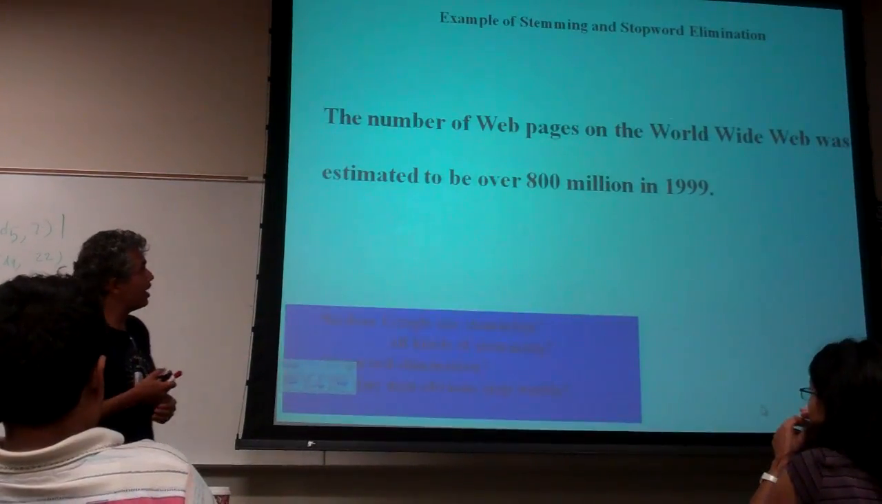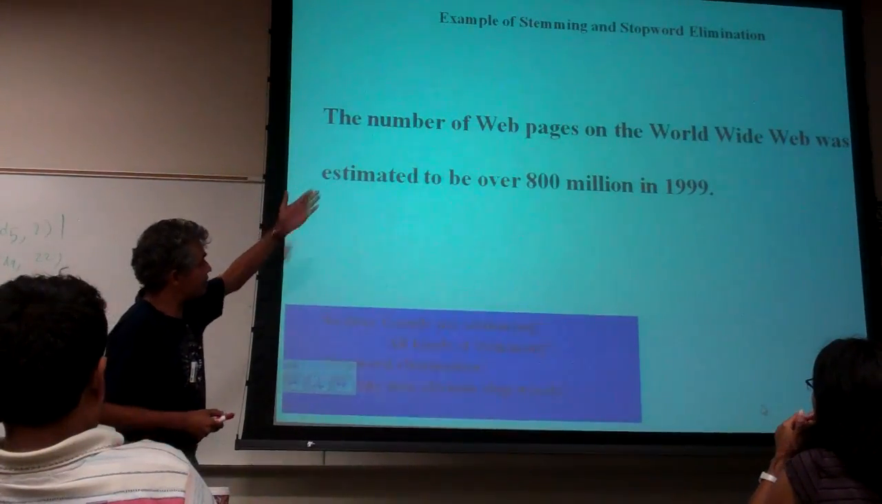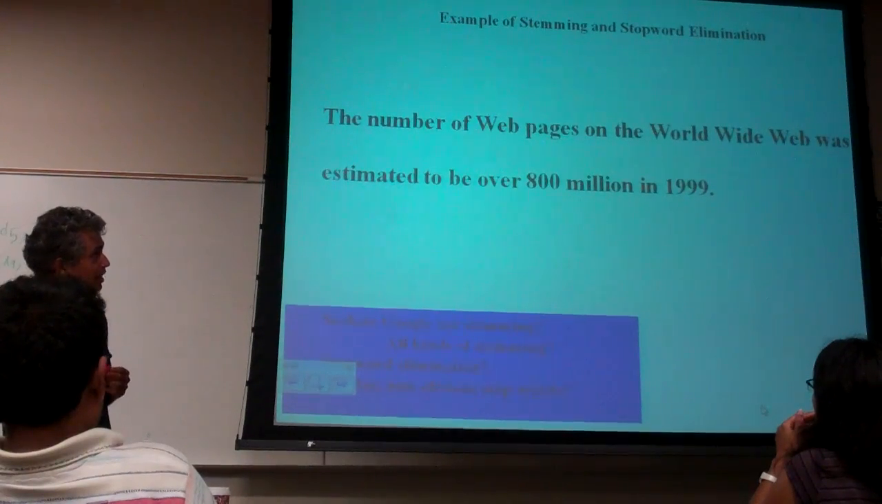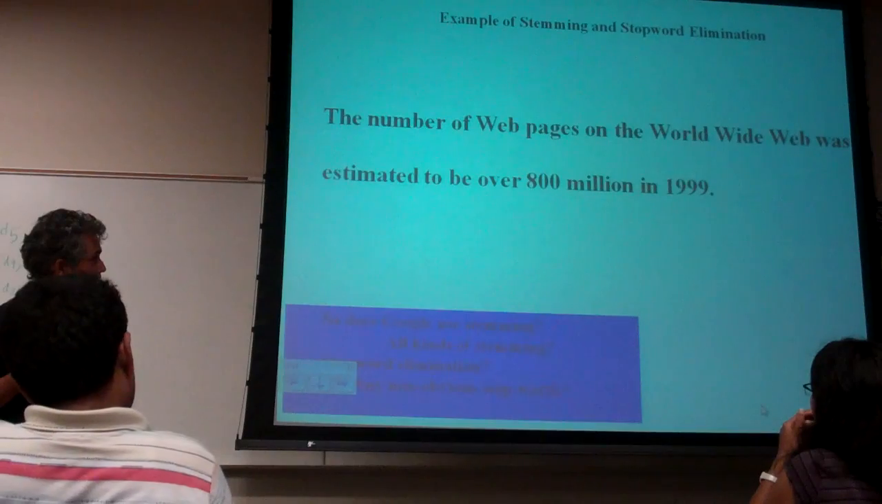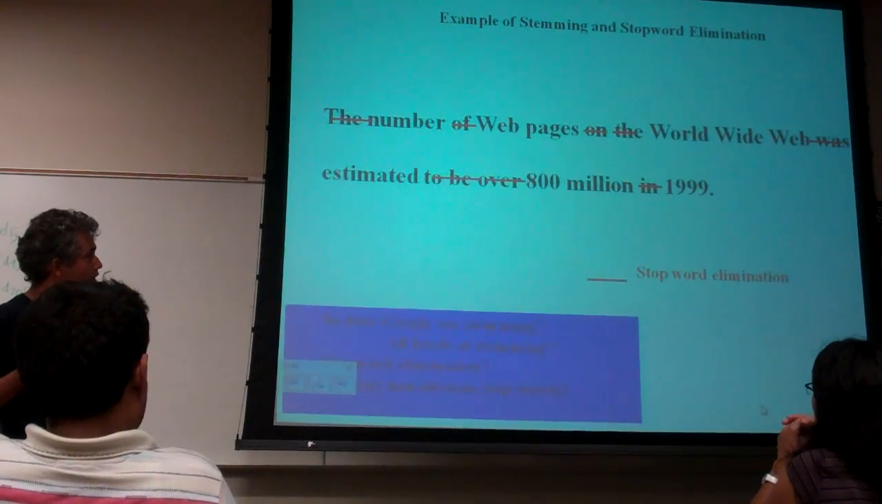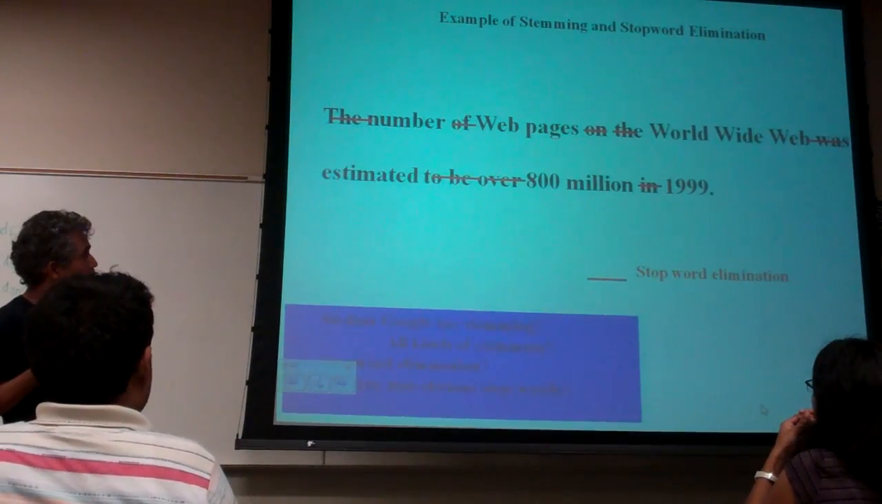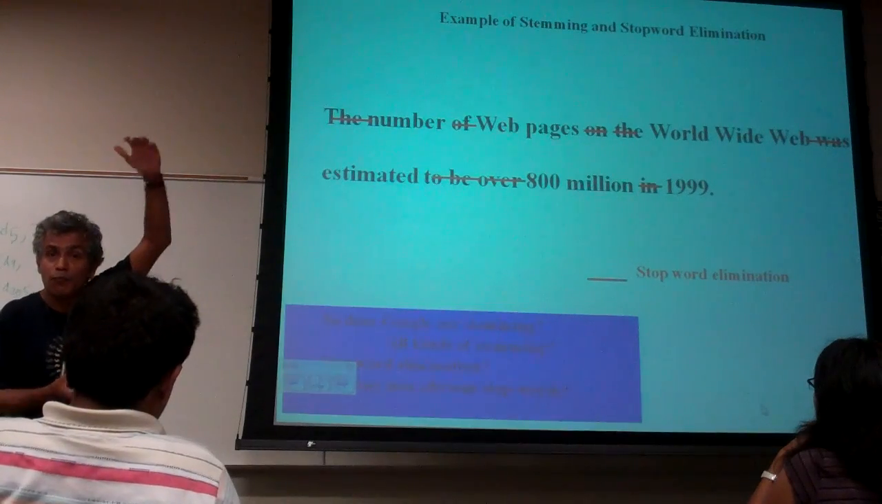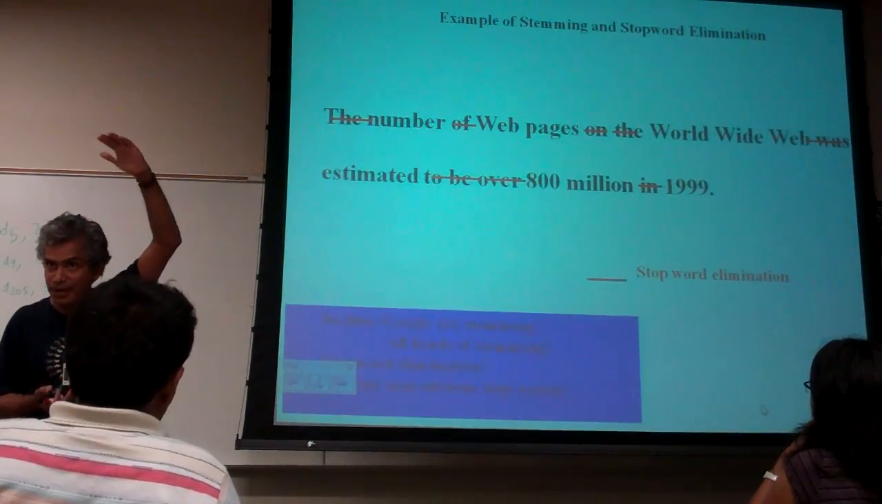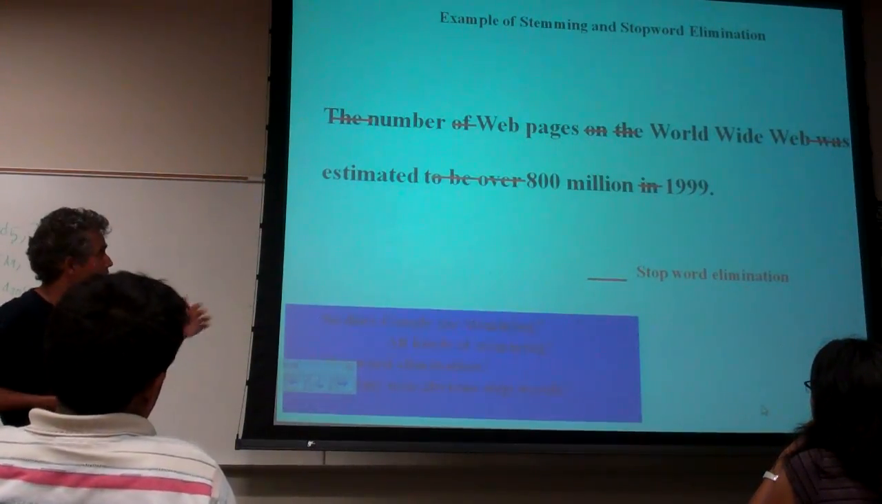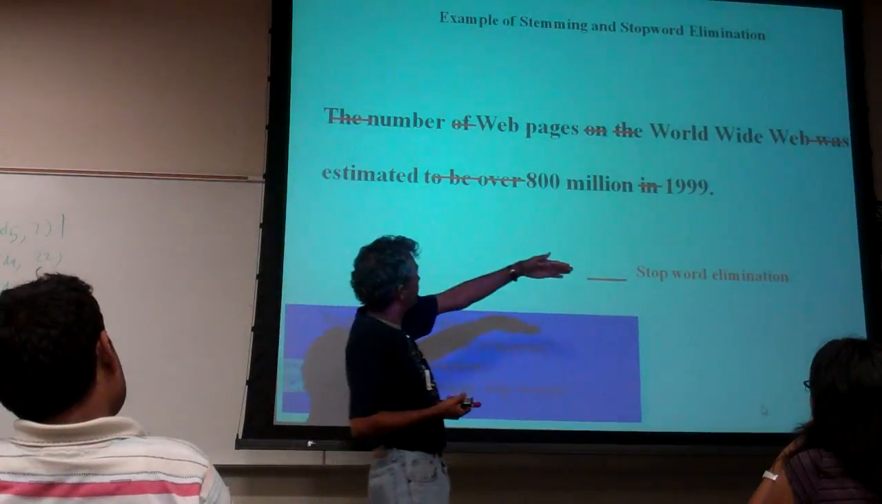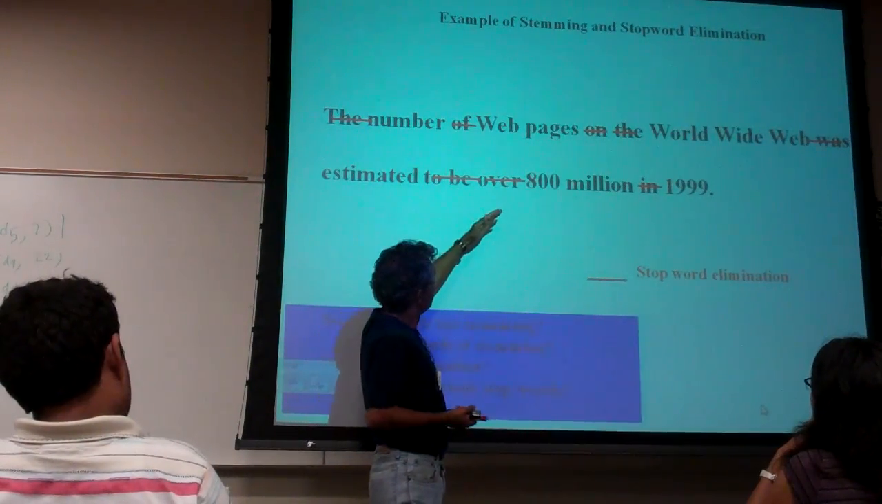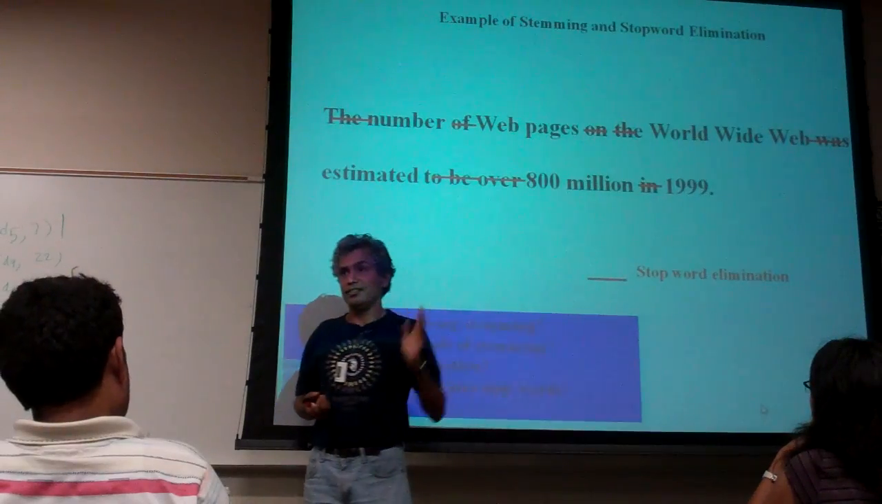As an example, if I have a text like this: the number of web pages on the World Wide Web was estimated to be over 800 million in 1999. Those look like good days. Then if I remove the stop words, a list of words that somebody has given you, that would be the, of, on, the, was, to, be, over, in. They're all gone.